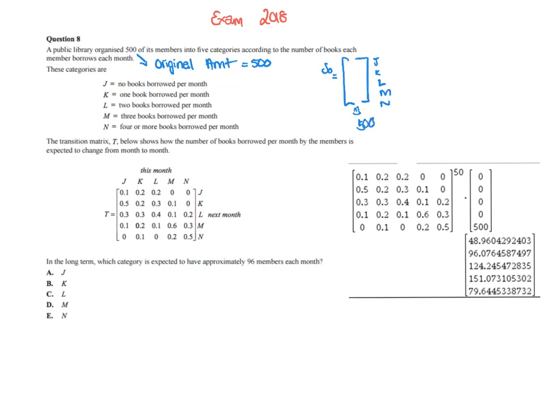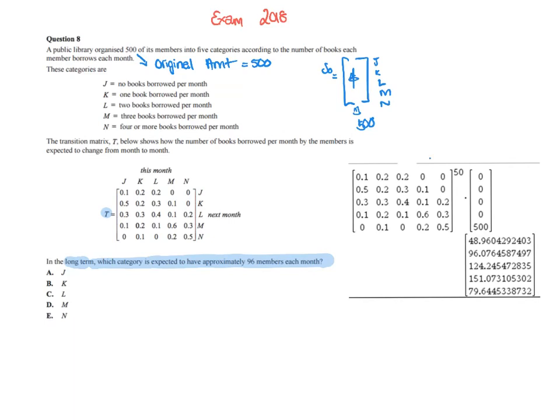So let's have a look at the question. Here's a transition, so I've got a transition. Now, in the long term, which category is expected to have 96 a month? Now, we want to know in the long term. Remember before I said it doesn't really matter how your original is broken up when you're looking at the long term, because whatever combination it is in here, it will end up the same when you get to the long term.